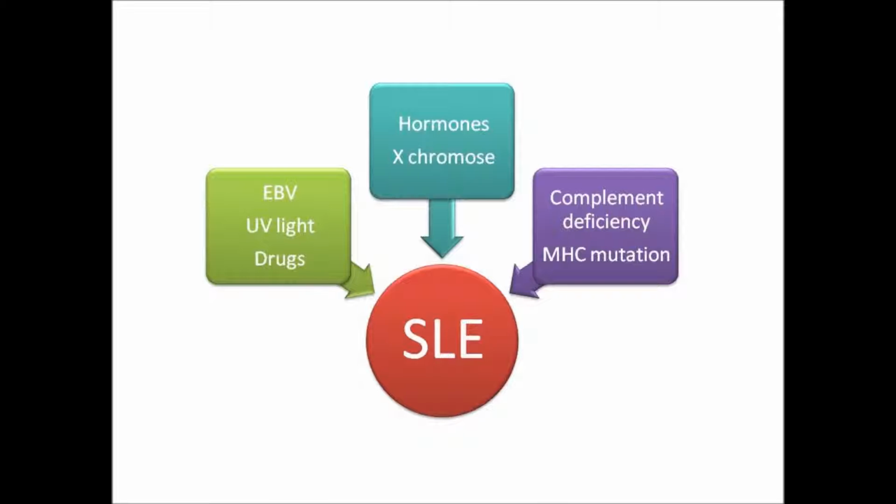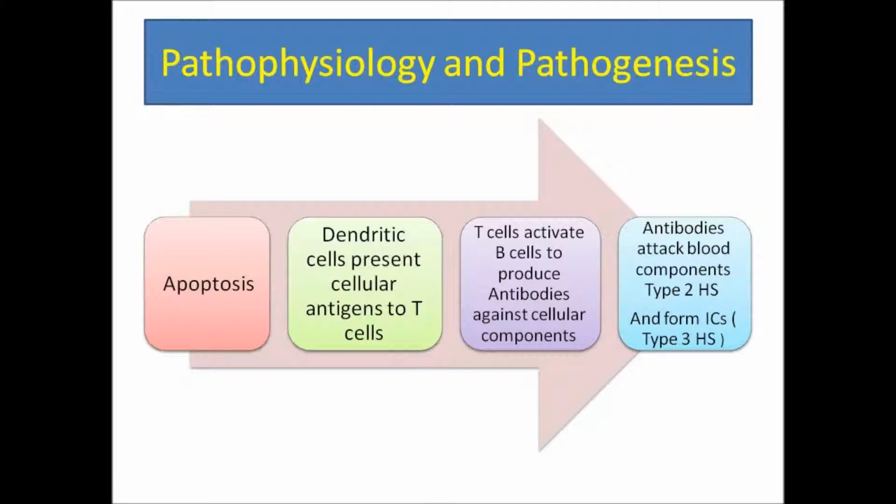But the question is, why doesn't SLE occur in everyone? I mean, most of us are exposed to at least one of these factors. So why does SLE strike specific people, not everyone? Okay, this is what we are going to answer in the pathogenesis of SLE. SLE is sometimes described as a disease of defective apoptosis.